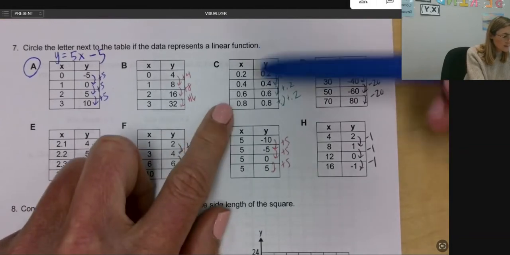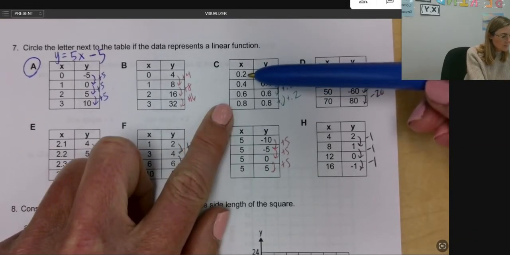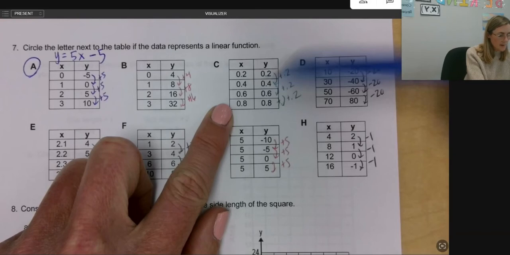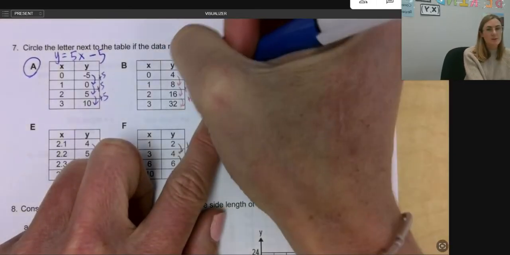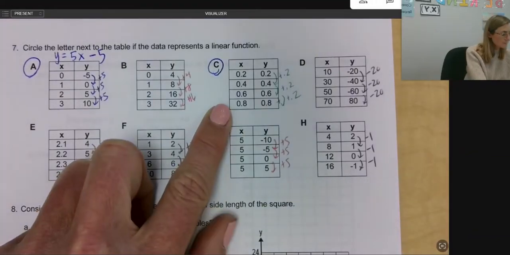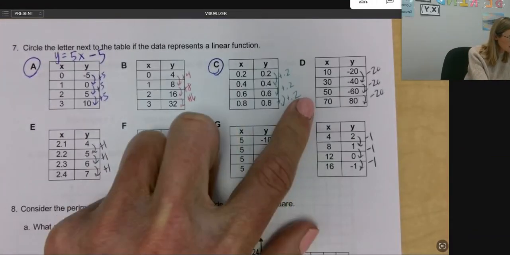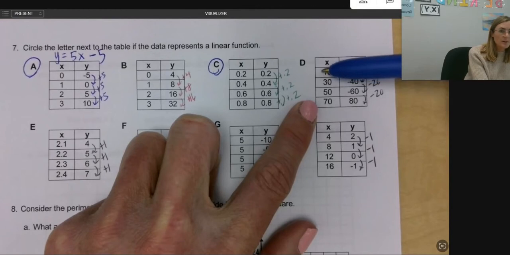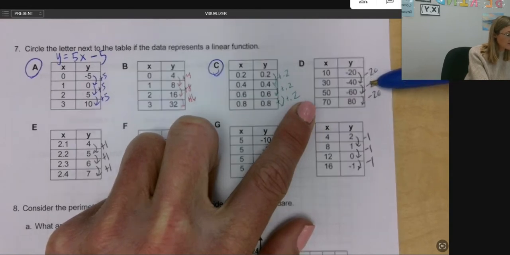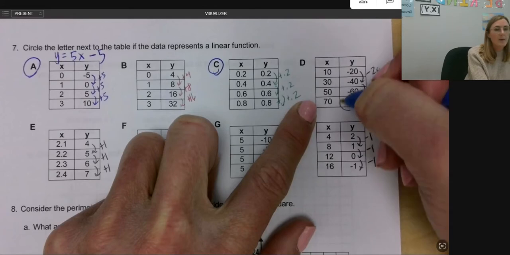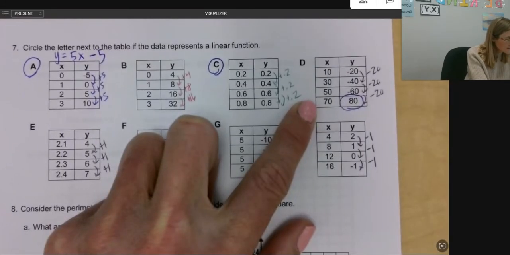This one, it doesn't go 1, 2, 3, 4, but I do add 0.2, 0.2, 0.2, and I also add 0.2, 0.2, 0.2. So this is going to be a linear function as well. For this one, I have 10, 30, 50, 70, so I'm adding 20 each time, but on this side, I am subtracting 20, and I actually did this wrong. This is actually a positive 80. So that is not subtracting 20. That is not a linear function.